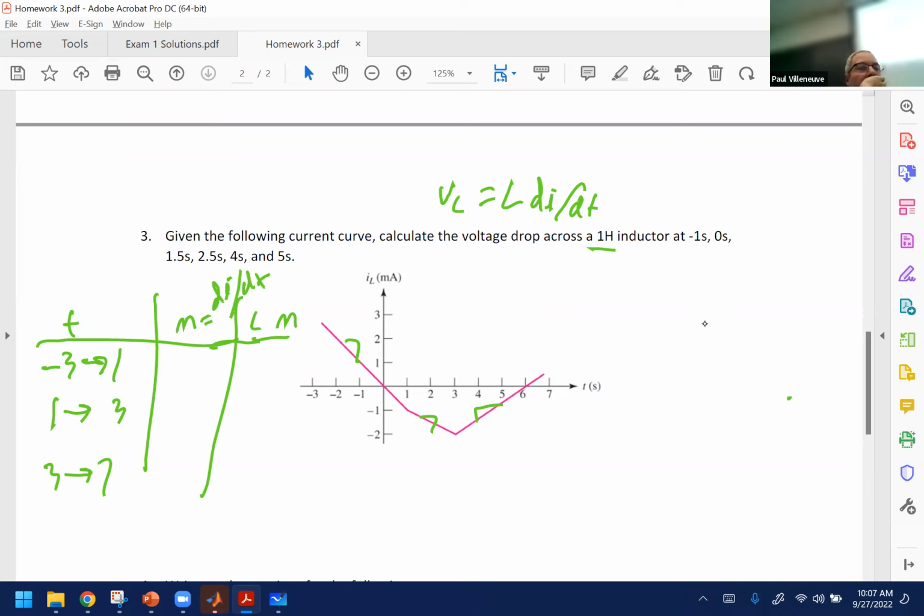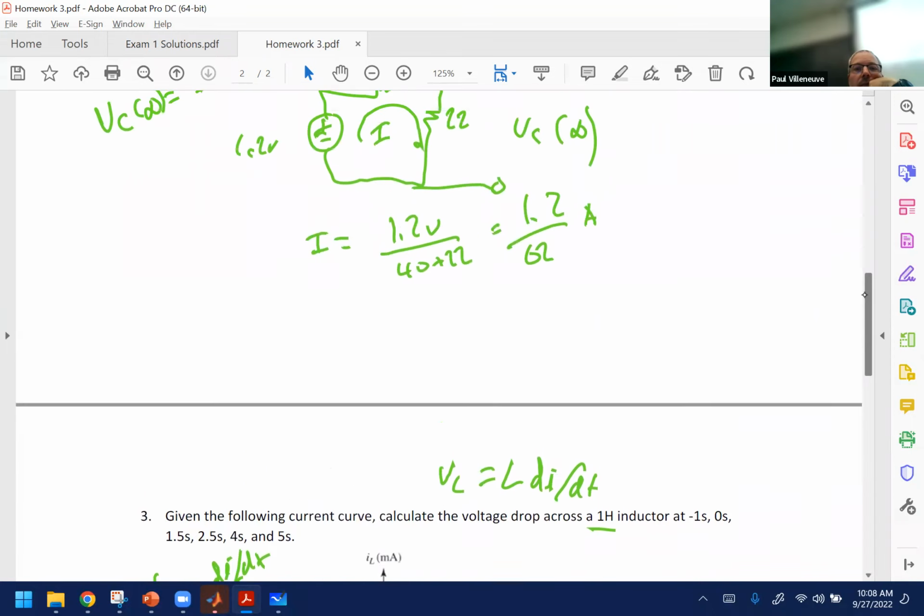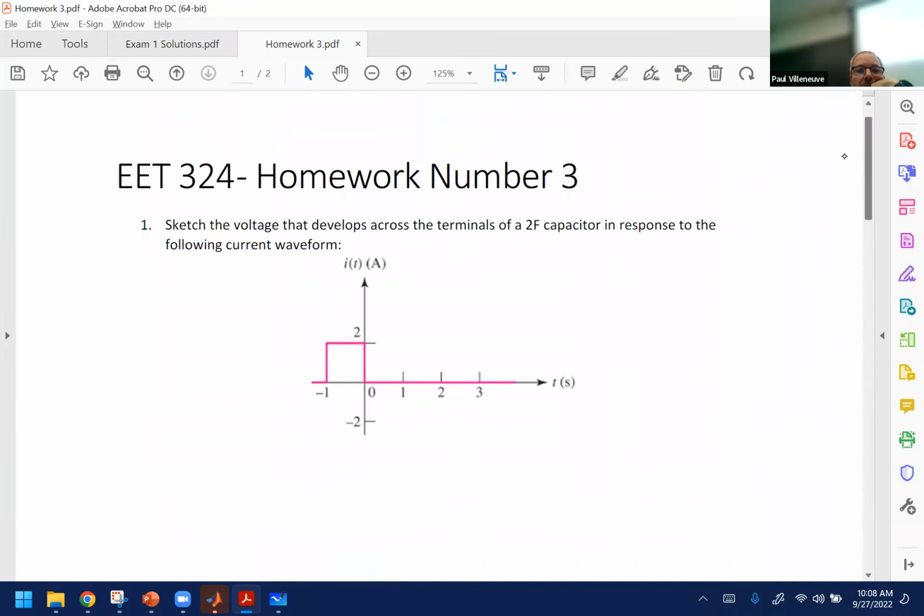So this one wouldn't have been too bad, because you can tell what the voltage drop is. It's a constant. So I would have just drawn the curve. That's how I would have done this one. Okay. This one we went over. Any questions on this?